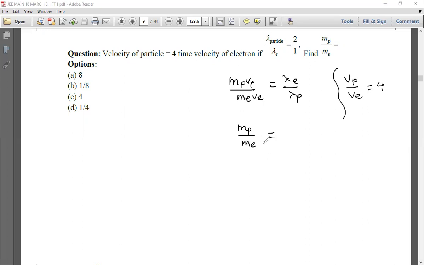So Mp by me is equal to lambda e phi e divided by lambda p phi p. So how much is lambda e? It is 1/2, and this is 2/1, so we inverted it. phi e by phi p will be how much? 1/4. So what should the answer be? 1/8. So your option is option number B. Yes.